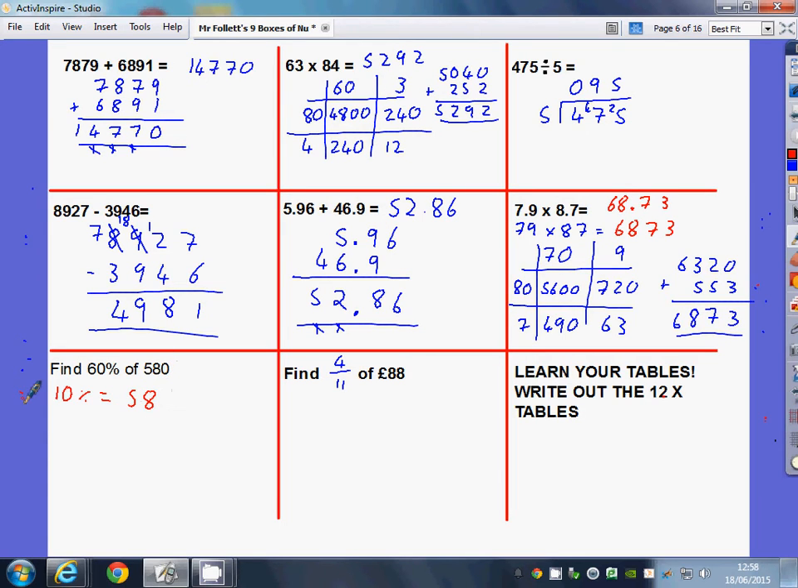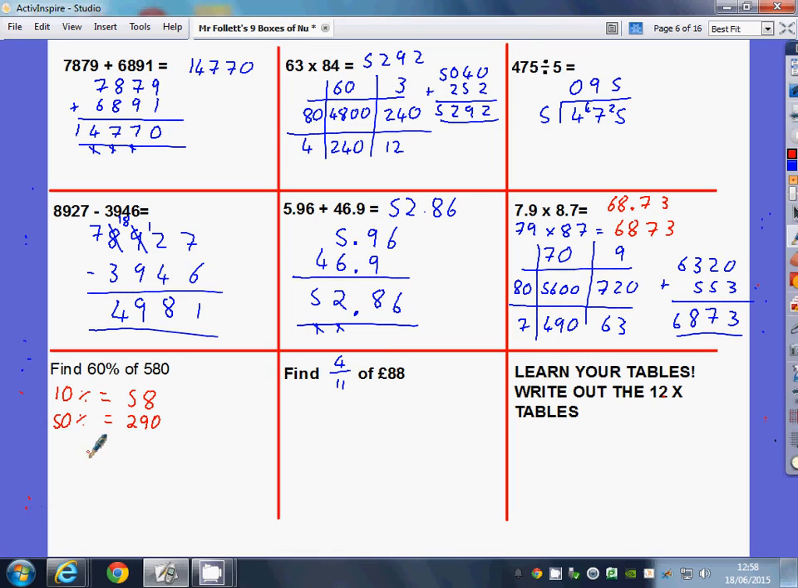Now with this one, I'm going to teach you not necessarily a trick, but something to bear in mind that might make it a bit quicker. And that is, I could continue and say, well, 20% is obviously double that one. Or I could times my 10% by 6 to get 60%, that would work. Or, if I can find out what 50% is, well, 50% of something is just half of it, isn't it? So if I half 580, I get 290. So 50% is 290, and 10% is 58.